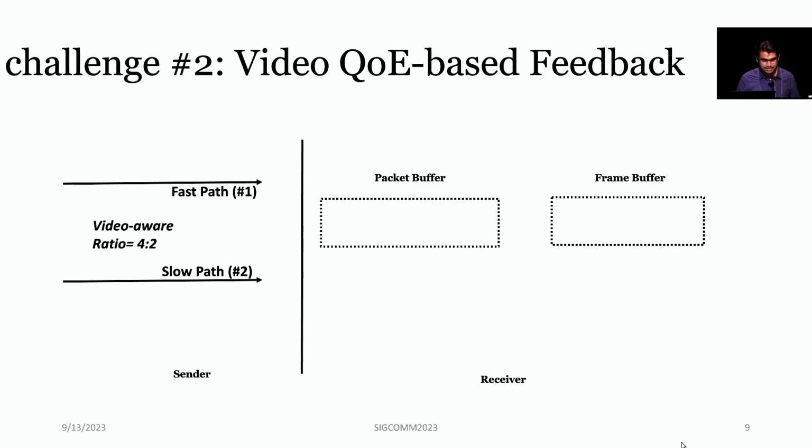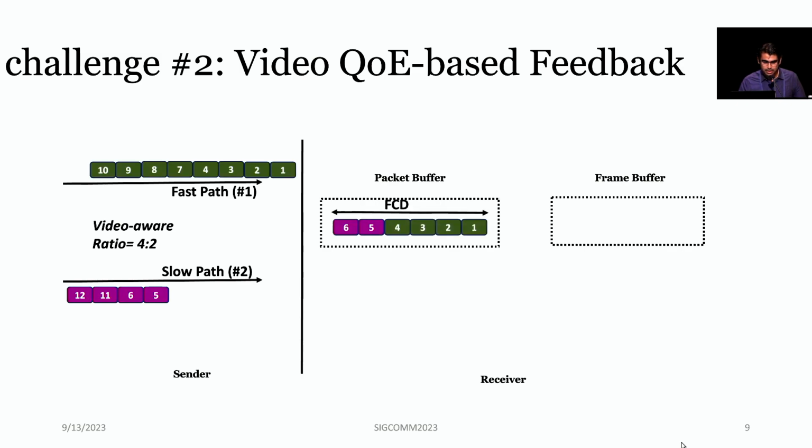Let's consider another scenario, and I'll briefly talk about the challenge too. Now, let's say that our scheduler is aware of the importance of the frames or the importance of the packet, and it decided to send the packets in the ratio of 4:2. I'm receiving all the packets in the packet buffer, where you can measure how much time you took to gather all the packets of a given frame, which you can assume as the frame construction delay. And now the frames are coming into the frame buffer, very good, and we are measuring the interframe delay between the frames.